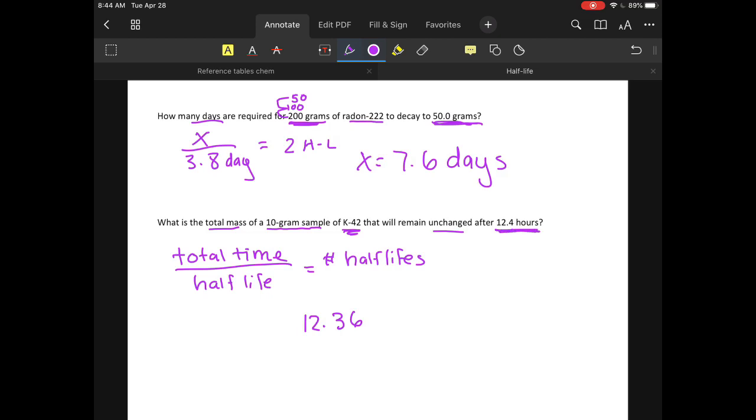So that's 1 half-life. So if I started with a 10-gram sample and 12.5 hours have passed, 1 half-life, 5 grams. That's it. So 1 half-life has passed. We don't even need this. I mean, we could plug it in, but that's just ridiculous. And that means that 5 grams of the K-42 would remain.